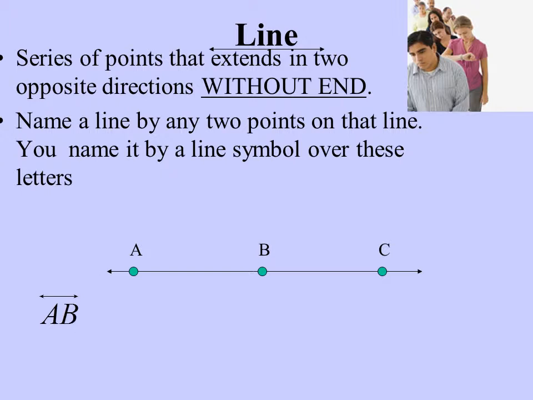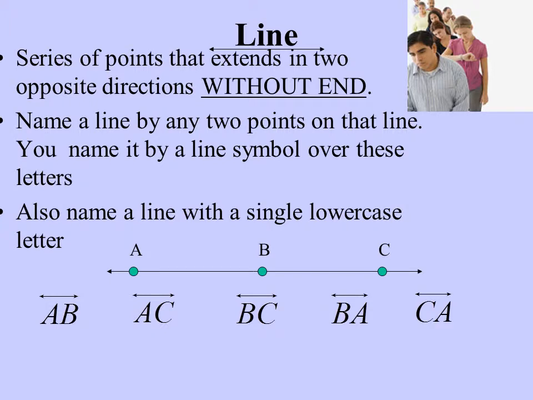Those are 2 points on the line, and I would put this symbol on top of it, making sure I put arrows on either end. But I can name it with any 2 points. So I could also name this line AC, or I could name it BC, but it goes in opposite directions without end, so I could also call it BA or CA. So there's lots and lots of different names that you can give to a line. You can also name a line with a single lowercase letter. So if this was labeled with this L, I could call this line, line L.